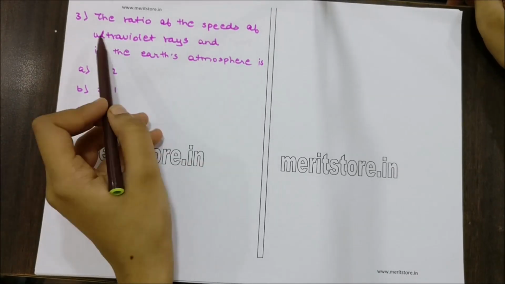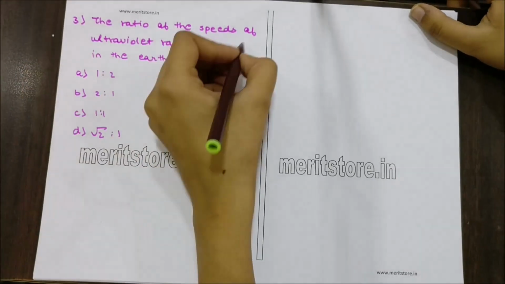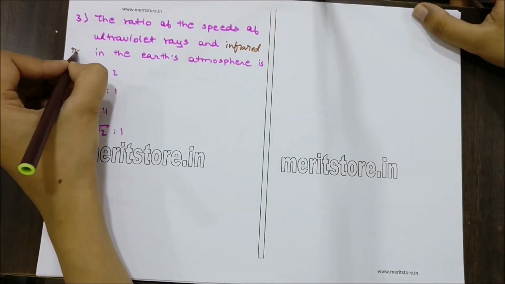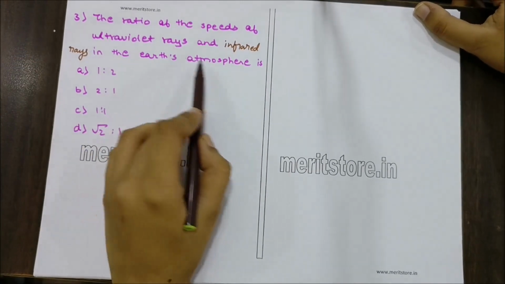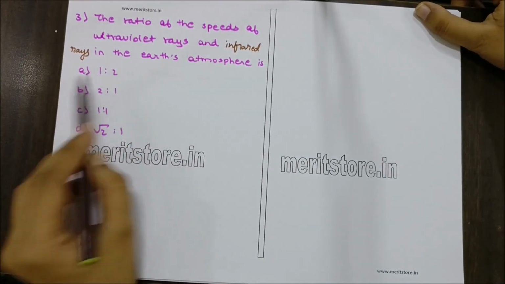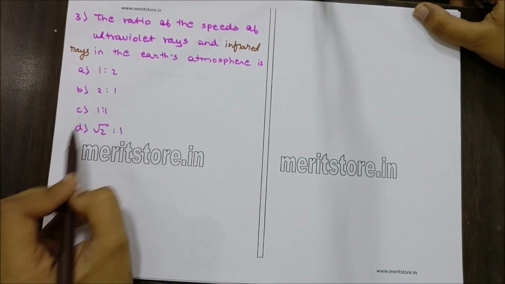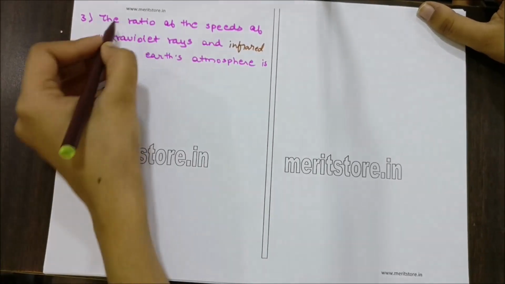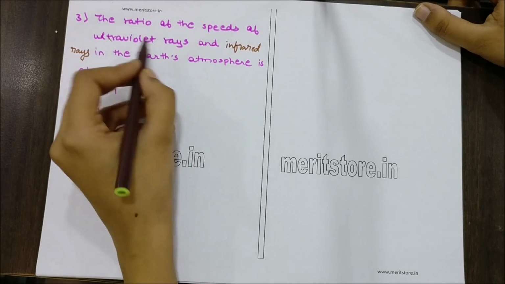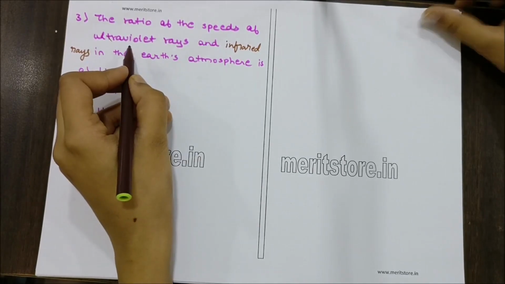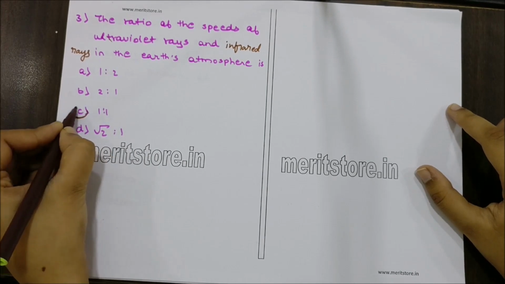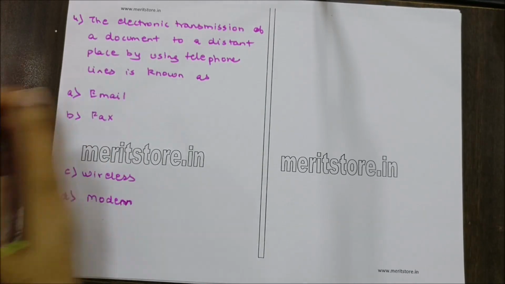Question 3. Ratio of the speeds of ultraviolet rays and infrared rays in the Earth's atmosphere are A. 1:2, B. 2:1, C. 1:1, D. √2:1. Over here the medium is the same. We have Earth's atmosphere as the medium. There are two different rays, but the medium is the same. Since the medium is the same, it will be C, 1:1. C is the correct option.